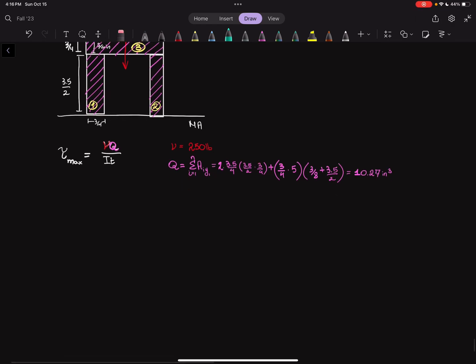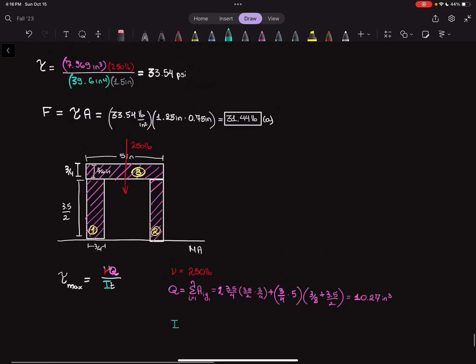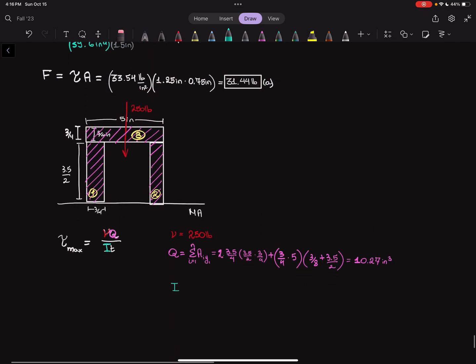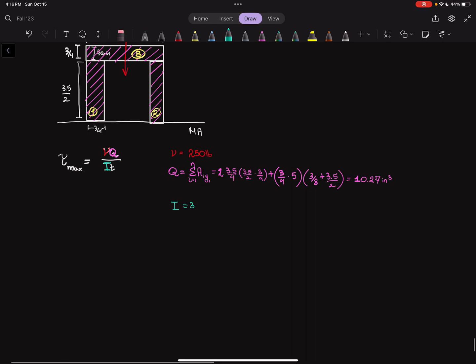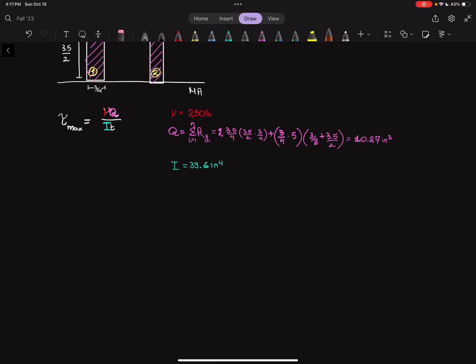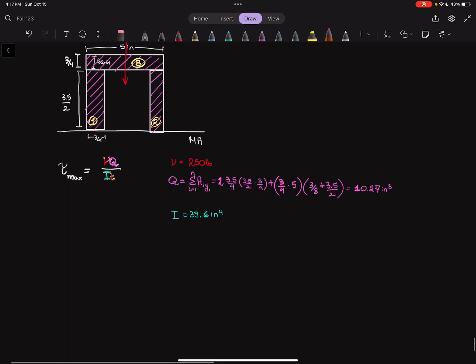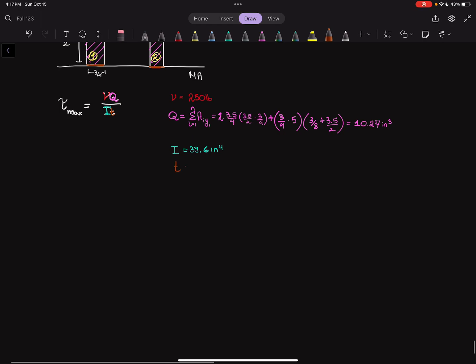And now, what about our I? Well, our I now is going to be the same as before. It's for the total cross section, so 39.6 inches to the fourth. And then finally, what's our T? Well, our T is going to be this and this. So our T is equal to 3/2, which is equal to 1.5 inches.